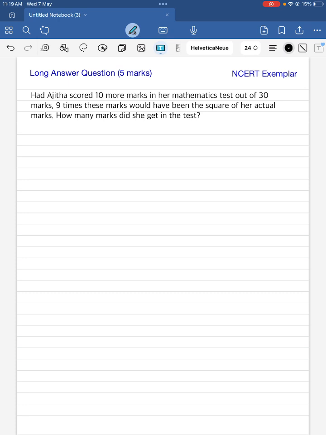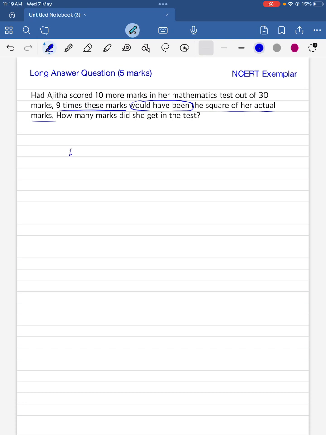Okay, so let's mark some keywords here. 9 times her marks would have been the square of her actual marks, would have been. Okay, so let's try to form the equation. Now before we do that, let us assume that her actual marks be equal to x. Let actual marks be equal to x.